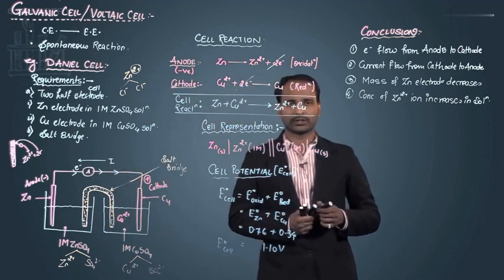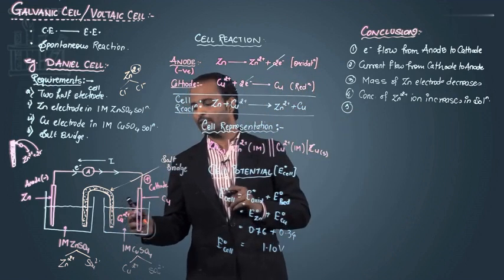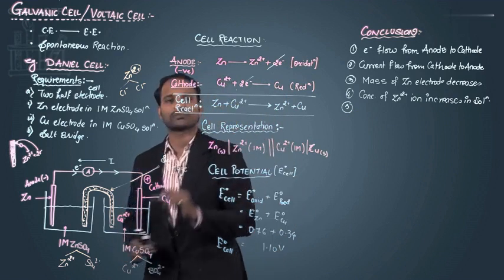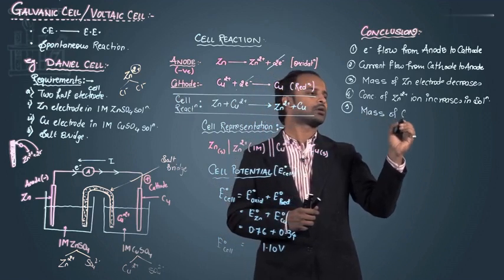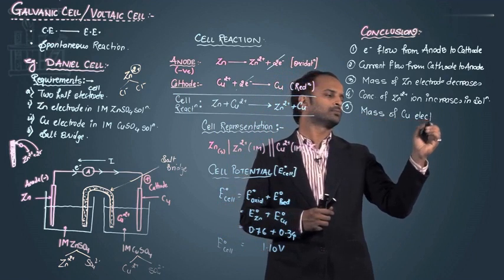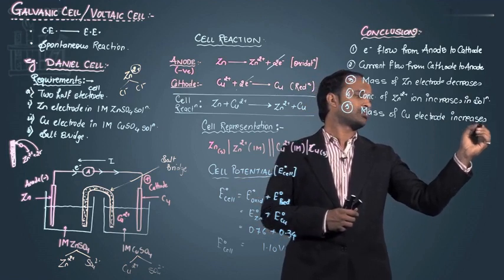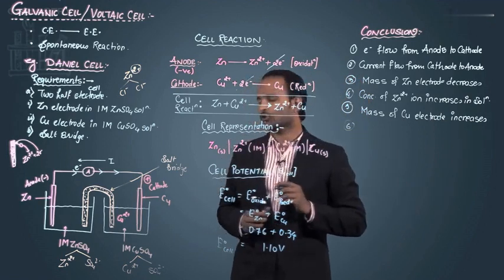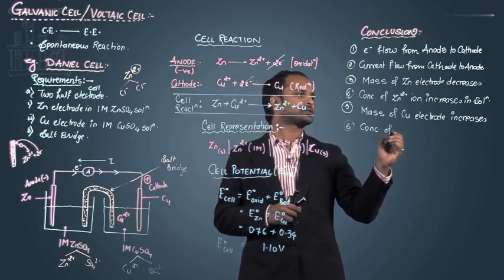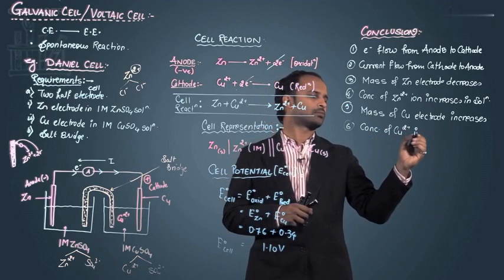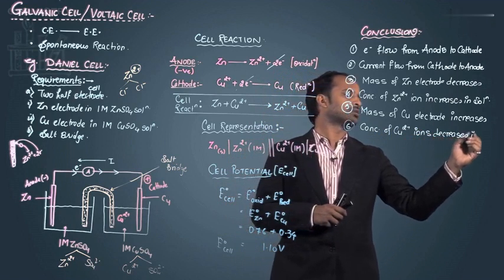Okay, after that, the fifth conclusion is that I said the mass of zinc electrode decreases, but at the same time the copper ions are getting deposited on copper. That means the mass of the copper electrode goes on increasing. Sixth, the copper electrode mass increases because copper ions are getting deposited. That means the concentration of copper ions decreases in the solution.